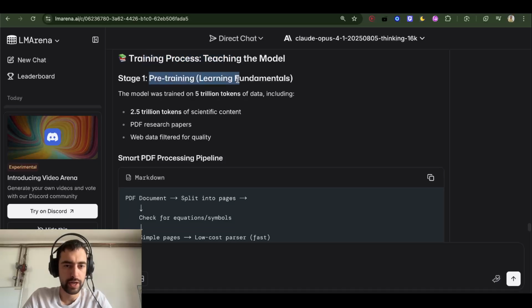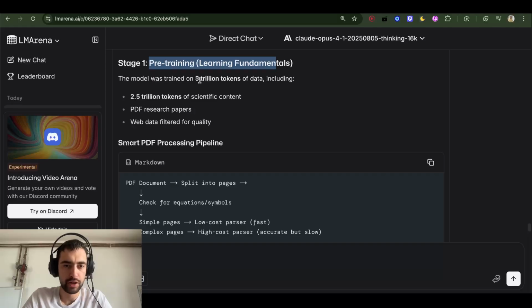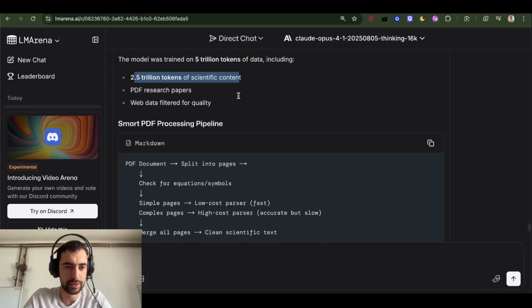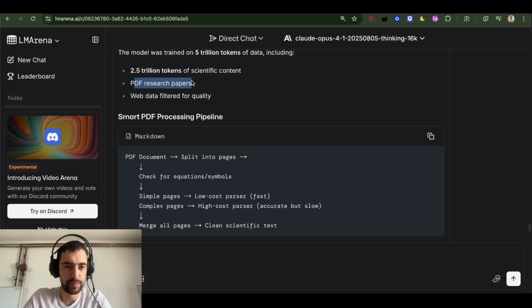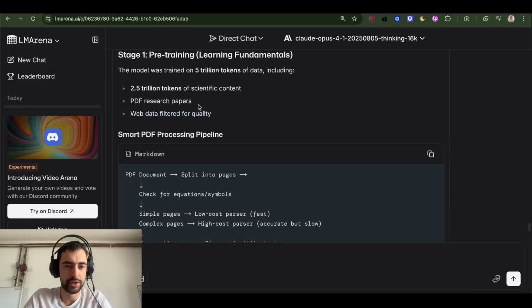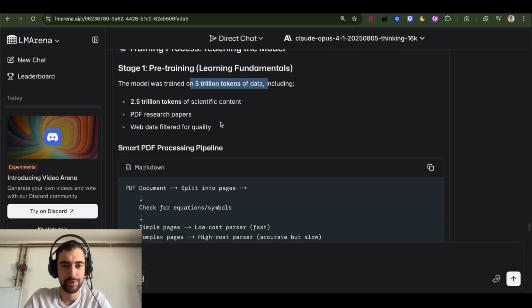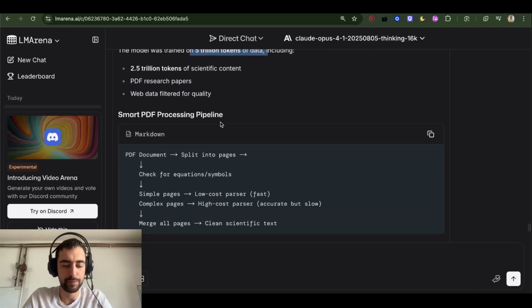We have pre-training, this is learning fundamentals, 5 trillion tokens of data. They have a lot of compute, I can see. 2.5 trillion tokens of scientific content, that's very interesting. PDF research papers, web data filtered for quality. We can do this actually, by the way, but I just don't know how. Somebody needs to give me compute. We need to figure out how to get all this amount of compute.